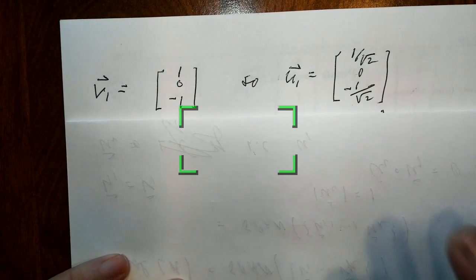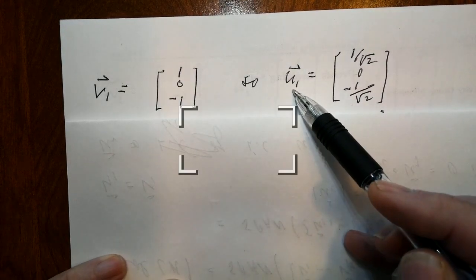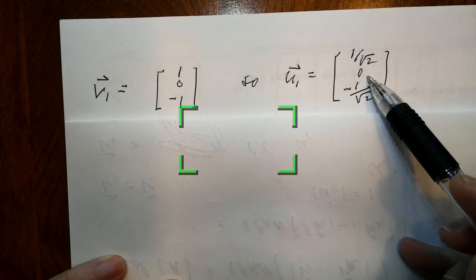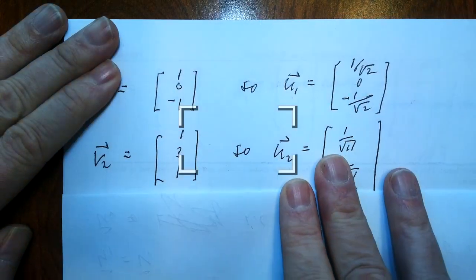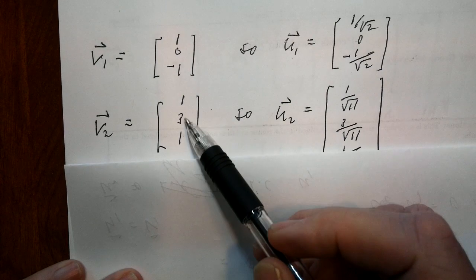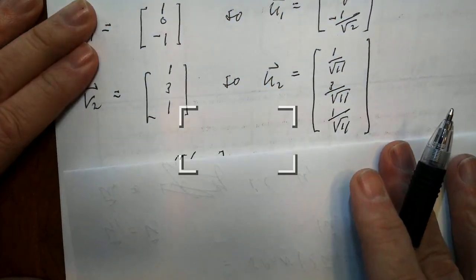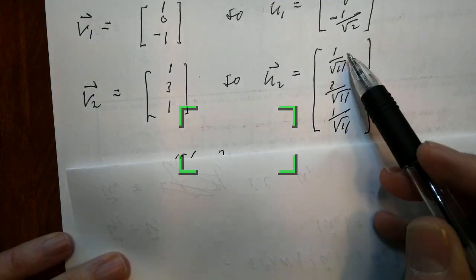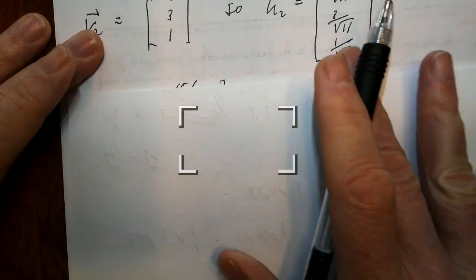Okay, sorry about that. So here's V1, it's 1, 0, negative 1. It's pretty easy to see. If we normalize that, we get 1 over root 2, 0, minus 1 over root 2. V2 is 1, 3, 1. If we square each of these quantities and take the square root, we get square root of 11, so U2 is 1 over root 11, 3 over root 11, and 1 over root 11.